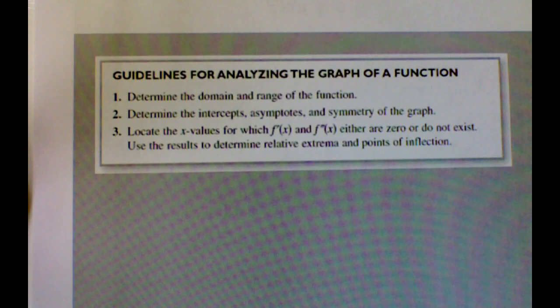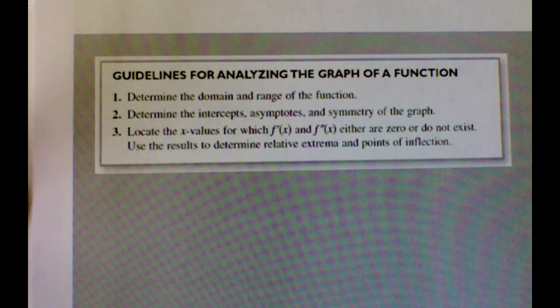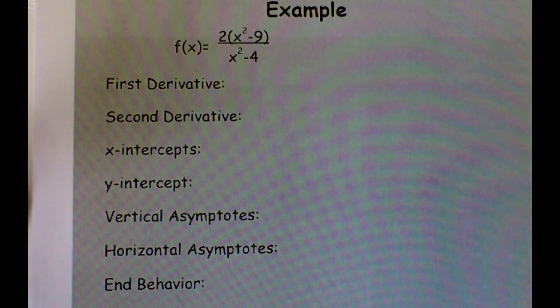And the third thing is our calculus step. We're going to find the x values for which f prime of x and f double prime of x is either 0 or does not exist, and use those to find relative extrema and points of inflection. So let's dive into our first example.